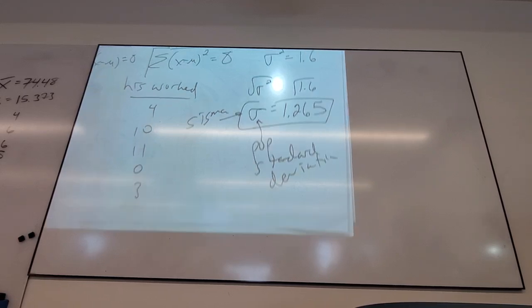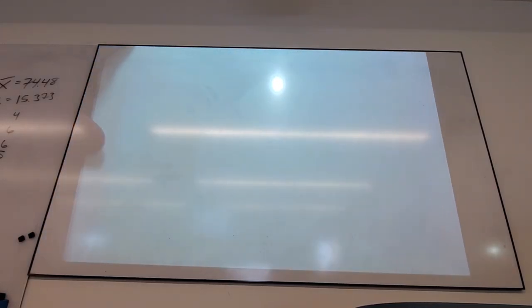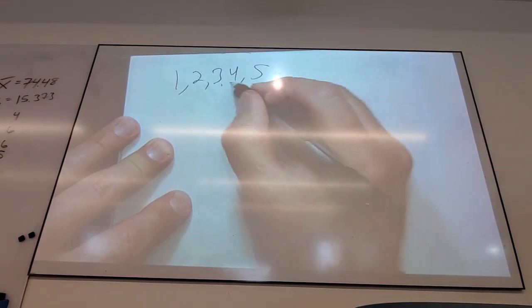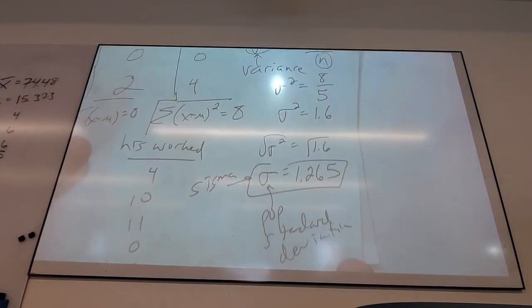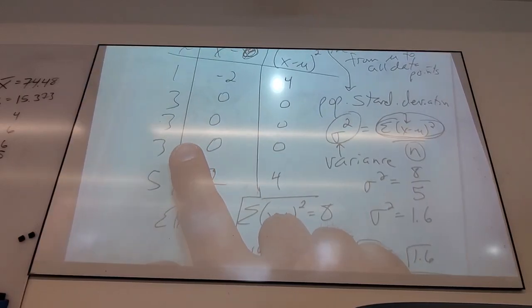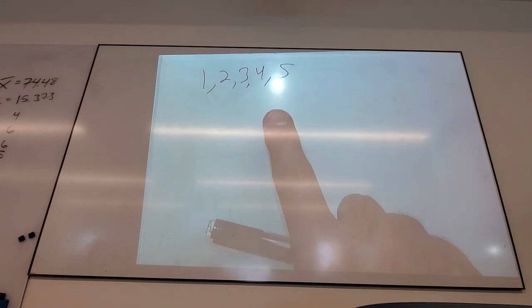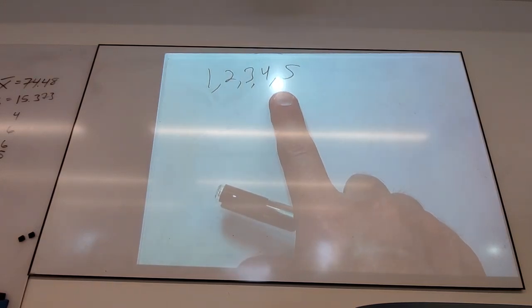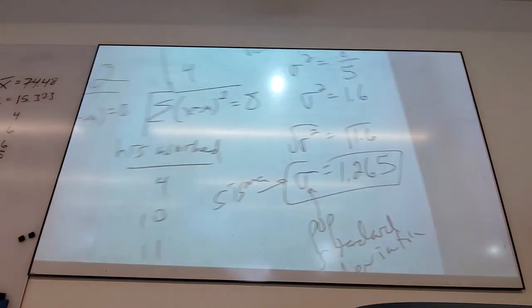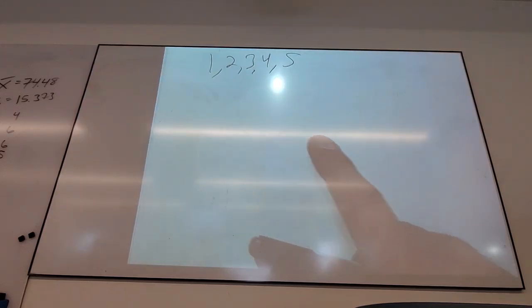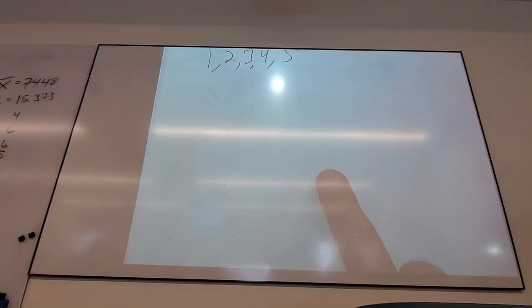All right. Now, let's do this one more time, and then I'll let you guys do it on your own. Let's do it for 1, 2, 3, 4, 5. Somebody, can you predict what we should get? We got this for 1, 3, 3, 3, 5. Can anyone tell me what should be true about what we get for this set of data? We got 1.265 here. It'll be more spread out. So the number we get should be higher.